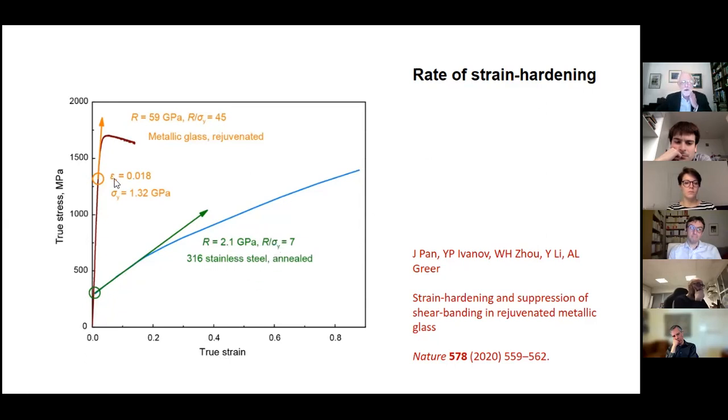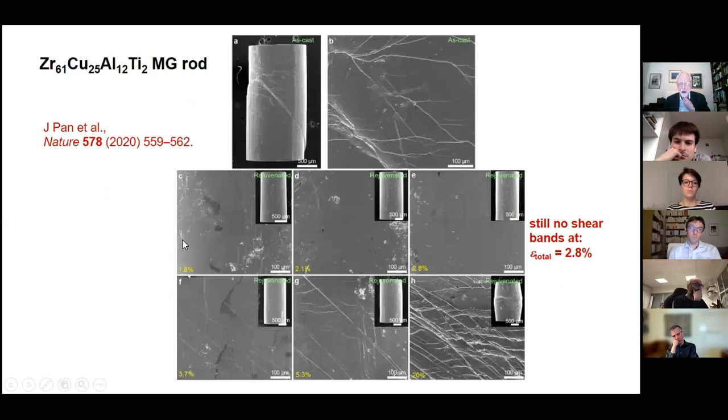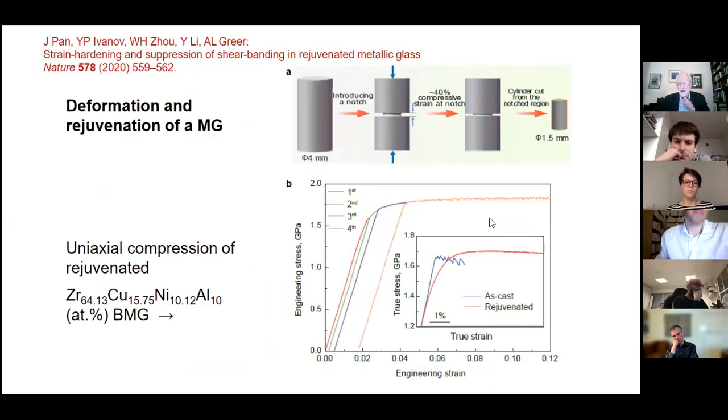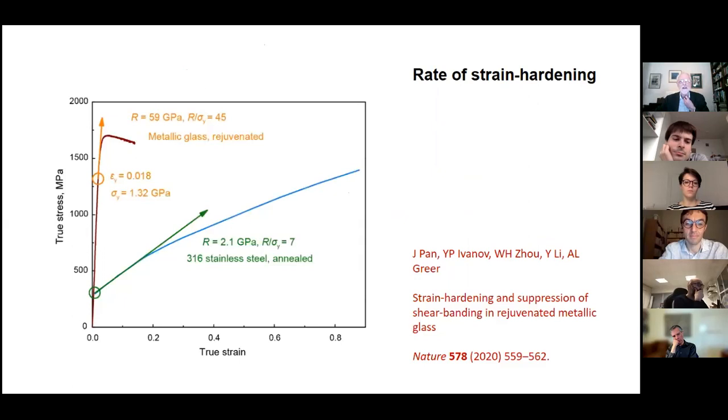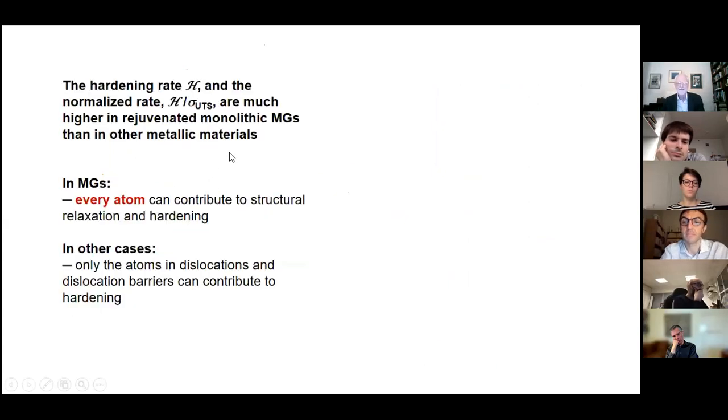This is the equivalent for our metallic glass. You can hardly tell that there is a break in slope here, but there really is. If you look up close, there's in fact quite a clear distinction between where you're elastic and where you're plastic. In any case, your initial hardening rate is very high, and we can look a bit further at that.